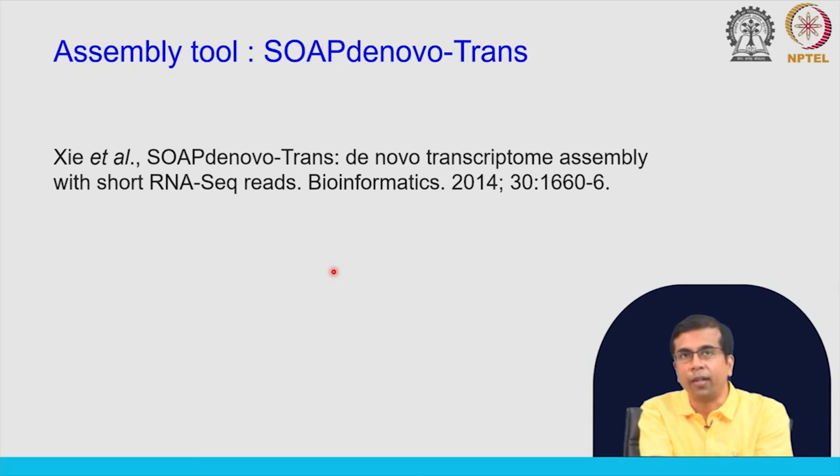And we have another tool, as I mentioned. This is again a de novo transcriptome assembly with short reads. It is called de novo trans, and again you can go and have a look. So, we will discuss some other tools which also do assembly, as well as can quantify the transcript abundance.